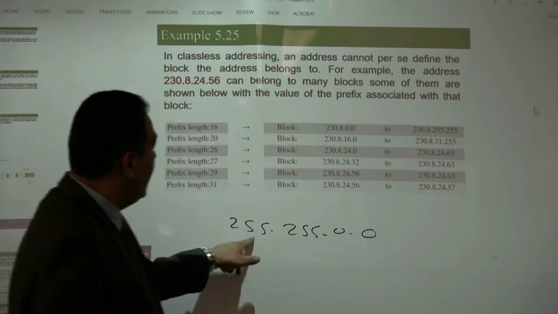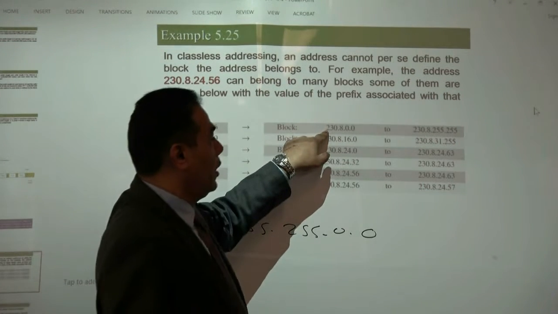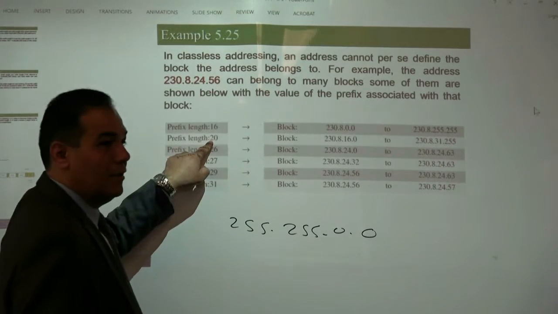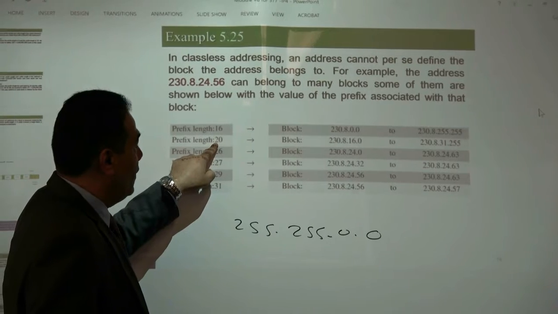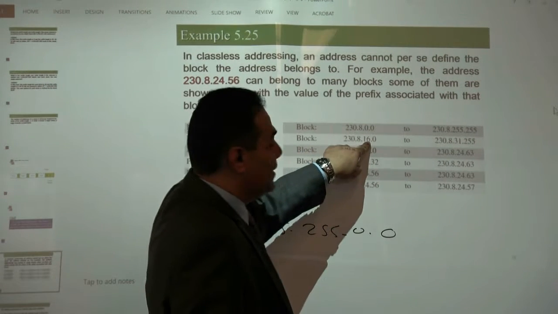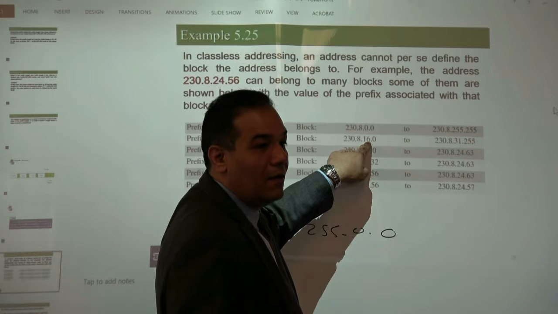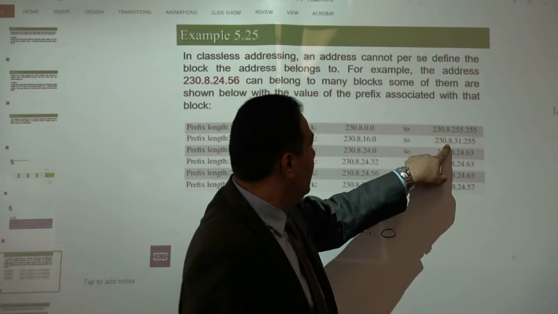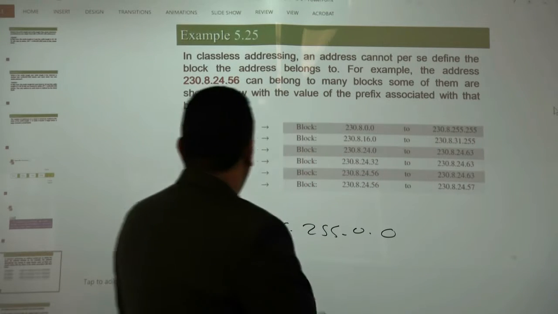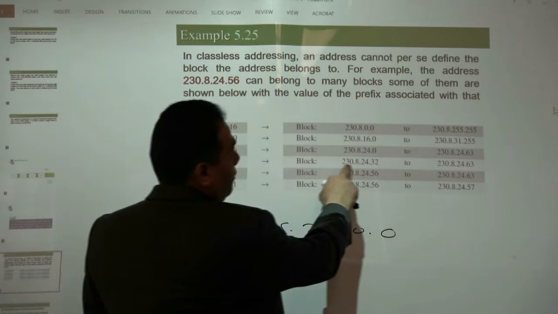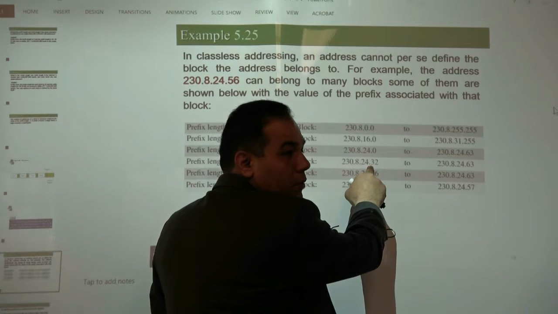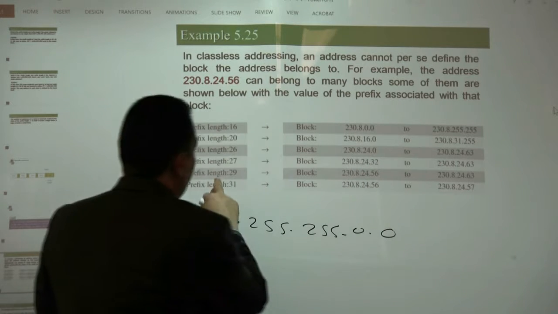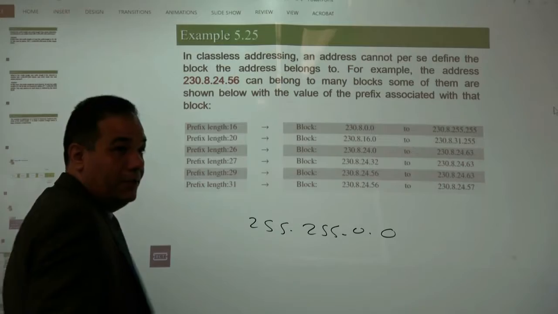You end it with this and with the address, and it will belong to that block, right? If it's /20, then the block belongs to 238.16, right? Because it's not /16, and that will be the range there. If it's /27, it will belong, the network address will be here. This will be the network address. Okay, and so on and so forth, right?